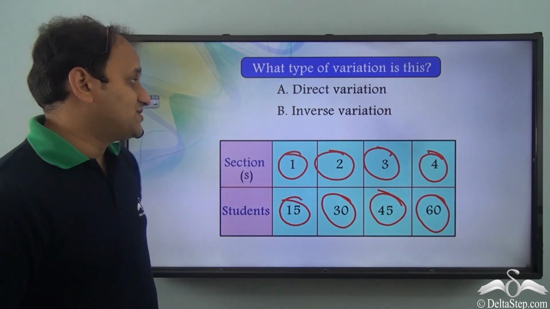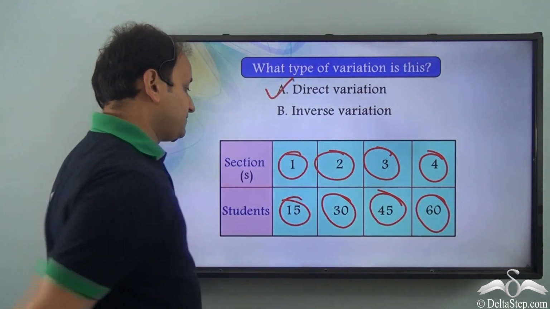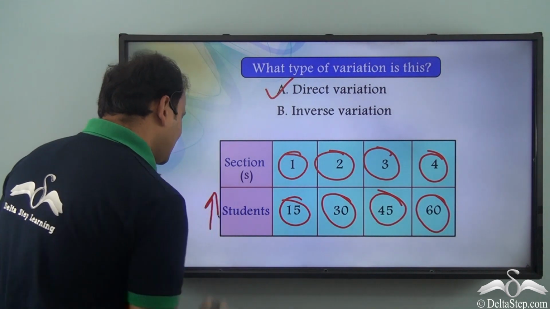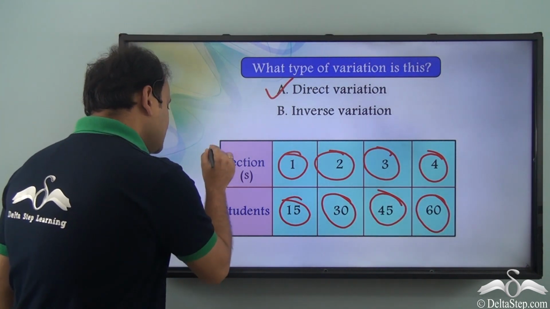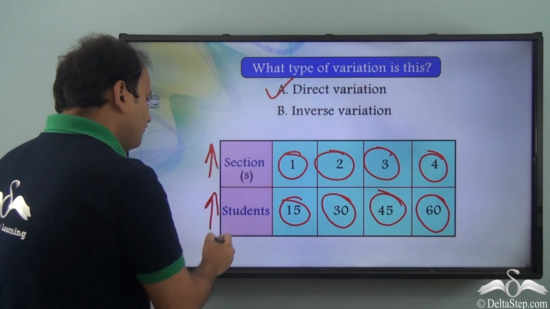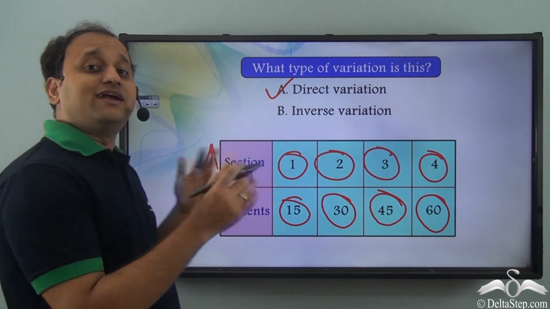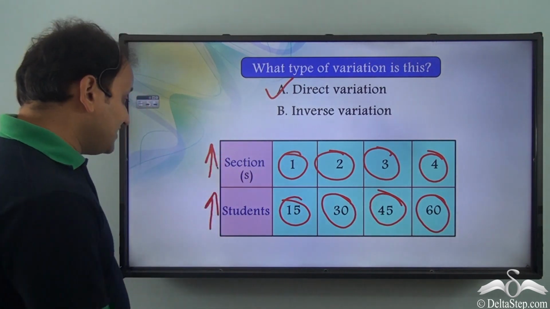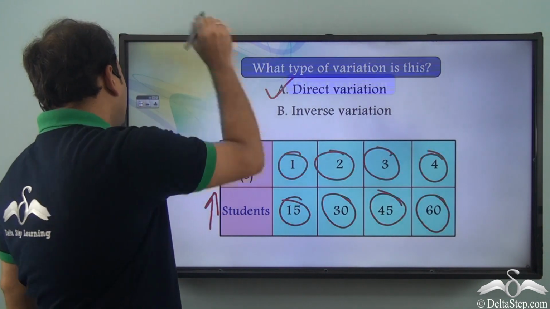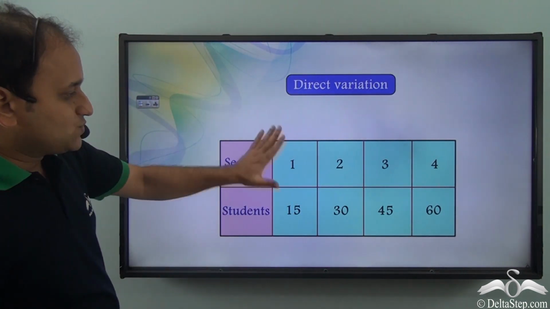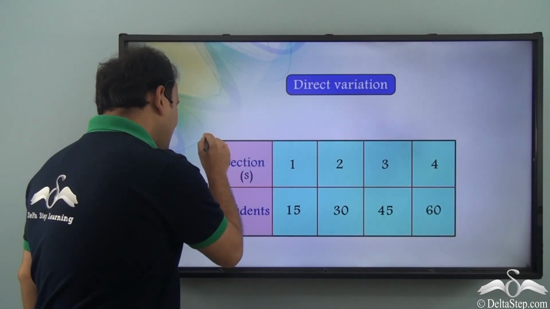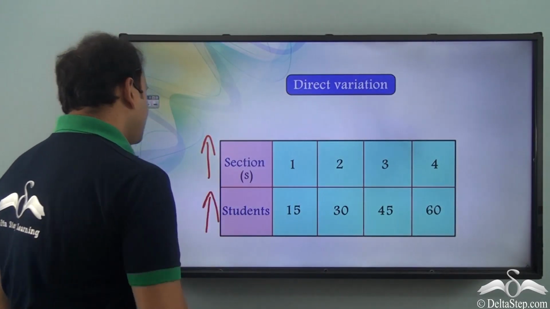Well, the correct answer is direct variation. Why do I say so? Because as the number of students increase, the number of sections also increase. So both the values are increasing with each other and are related to each other also. As a result, we see a direct variation. So this is what is a direct variation. Increase in one results in increase in other.